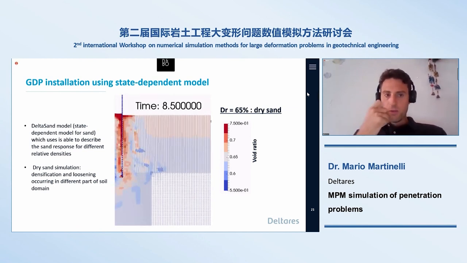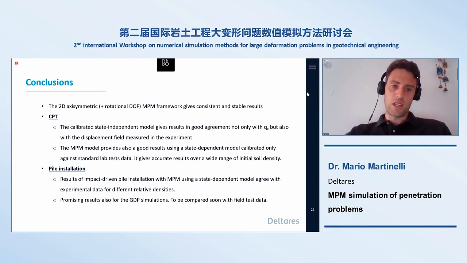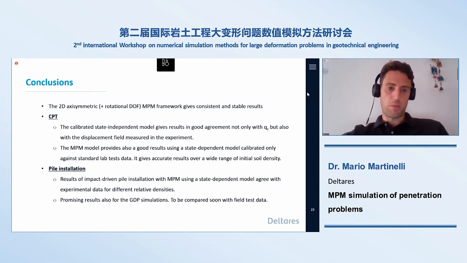So overall, what we conclude is that we developed and validated a 2D axisymmetric MPM with rotational degree of freedom, which gives consistent and stable results. And for the CPT, we've got very good agreement using both state-independent and state-dependent models, not only with the cone resistance, but also with displacement fields. So that gives a reliable tool.